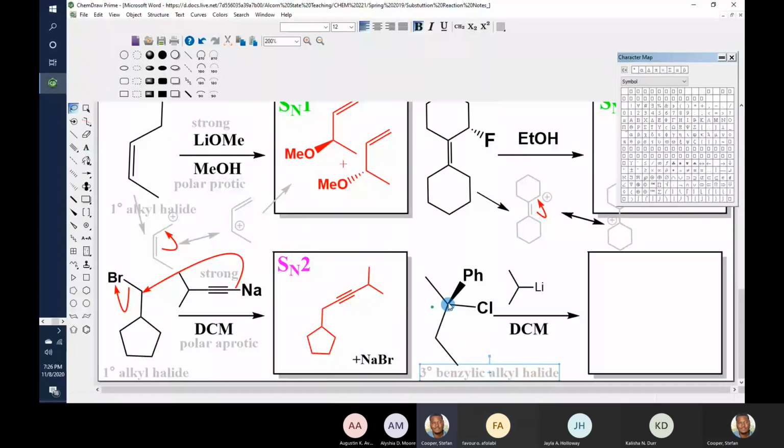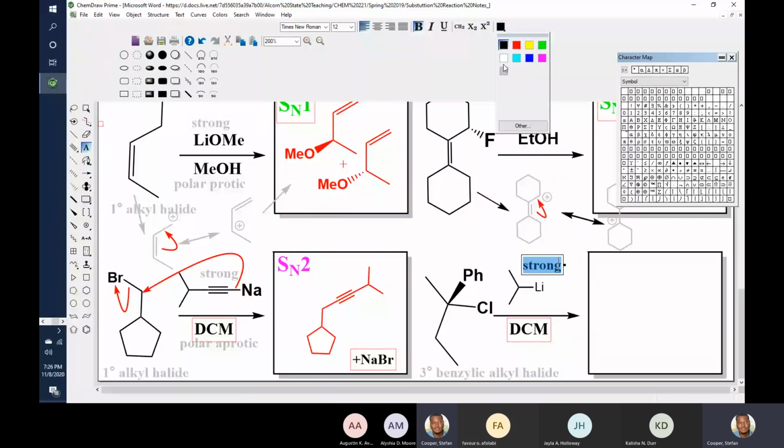That's right. Okay, what type of nucleophile is this? Strong. That's right, it's strong. And what type of solvent is this? Polar aprotic. Okay, so what's the mechanism type here? SN2. SN2, that's right. So what's the product? How does the product look for this one?